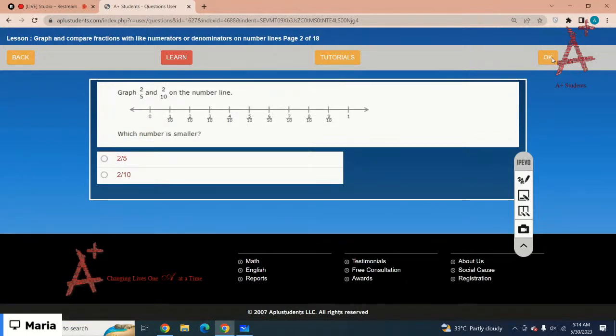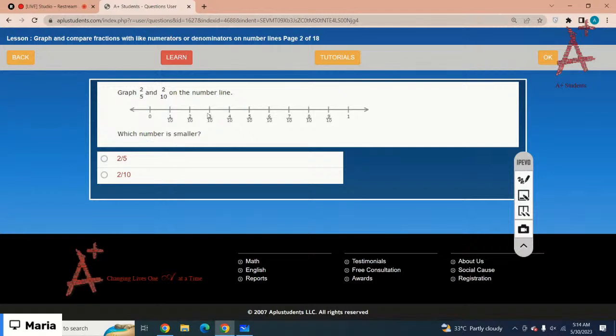Okay, graph 2 by 5 and 2 by 10 on the number line. So which number is smaller? 2 by 5 or 2 by 10? Actually, there is a mistake and it would be 2 over 10. Graph 2 by 5 and 2 by 10 on the number line. Here you have 2 over 10. Got it? So which is the correct option?